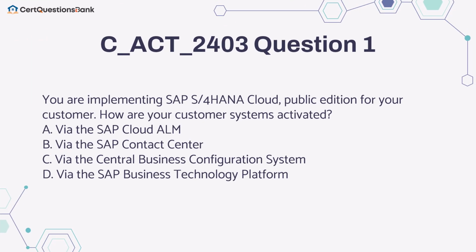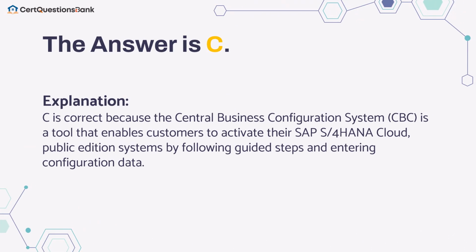You are implementing SAP S/4HANA Cloud Public Edition for your customer. How are your customer systems activated? A. Via the SAP Cloud. B. Via the SAP Contact Center. C. Via the Central Business Configuration System. D. Via the SAP Business Technology Platform. The answer is C.